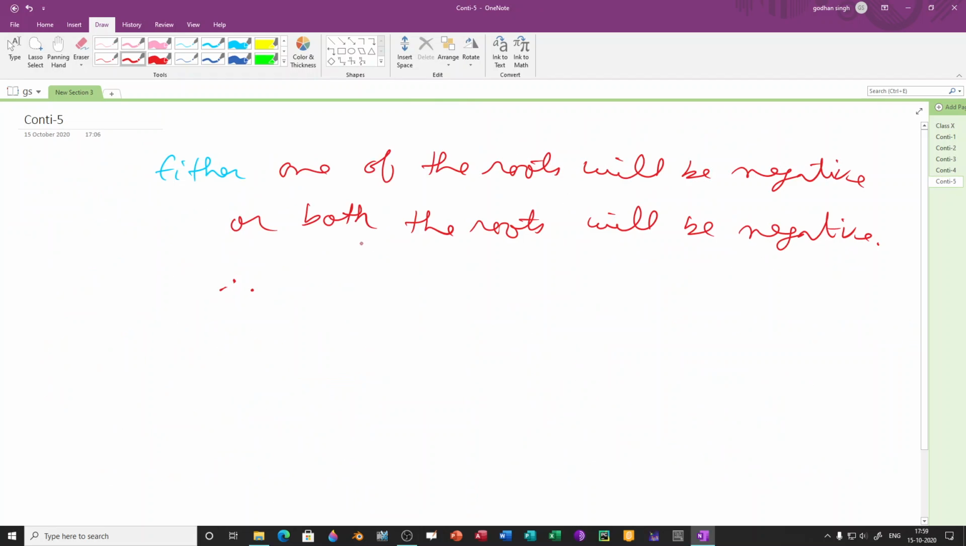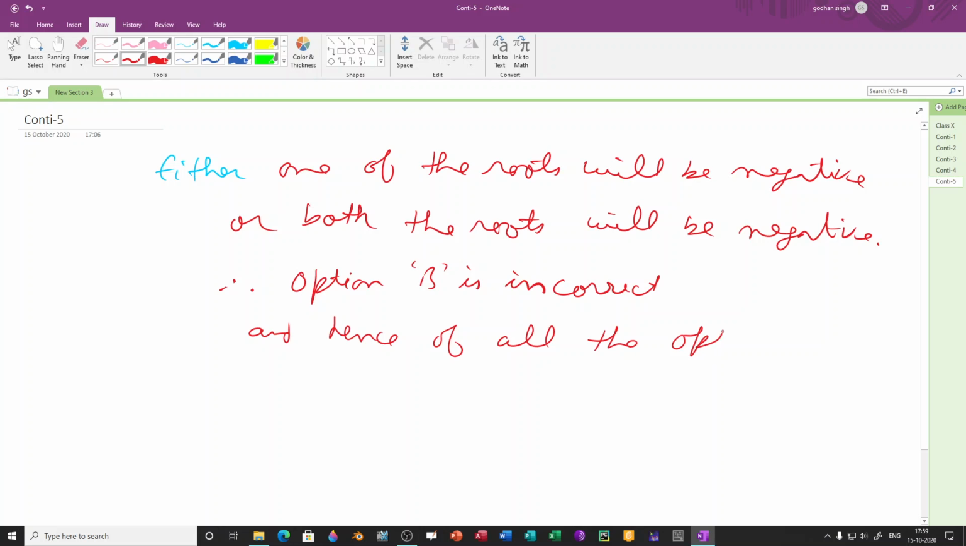Let us write down this: either one of the roots will be negative or both the roots will be negative. Therefore option B is incorrect, and hence of all the options, only option A is correct.